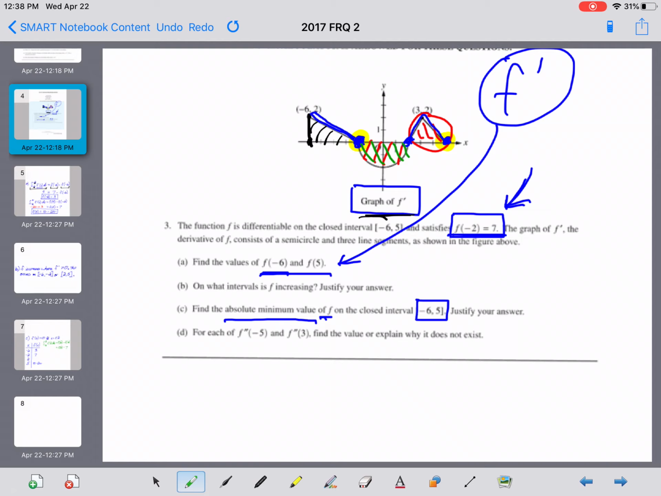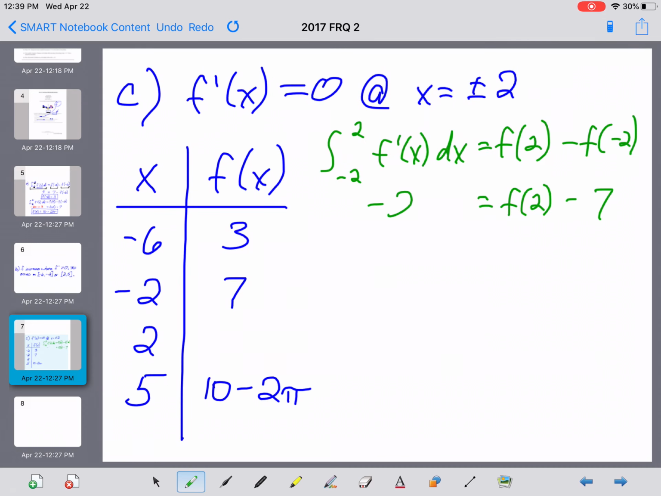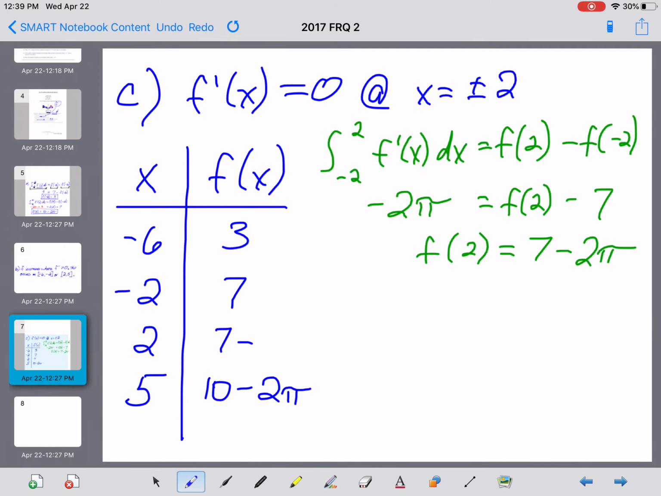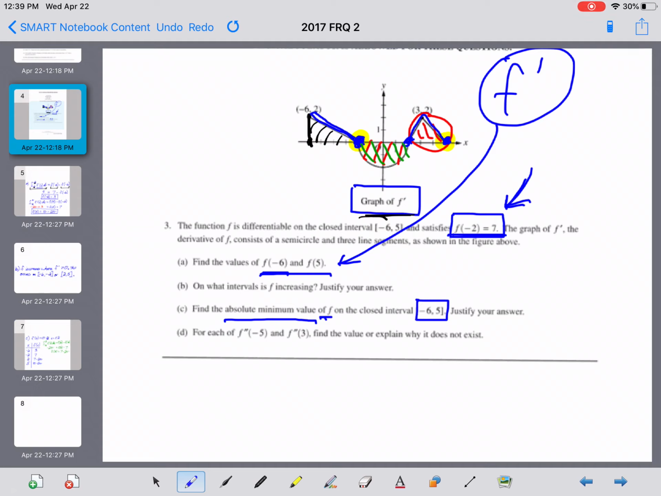Again, the area of that entire circle with a radius of 2 would be 4 pi. We just want half of it, so it's 2 pi, and because it's below the x-axis entirely, this is going to be a negative 2 pi over here on the left-hand side. So adding the 7, that's going to tell us that f of 2 is going to be 7 minus 2 pi. Okay, so now, here we go. Back to complete the table now, we've got a 7 minus a 2 pi that's going to be located right here. Now remember, this being a non-calculator question, we got to do a little bit of thinking here.